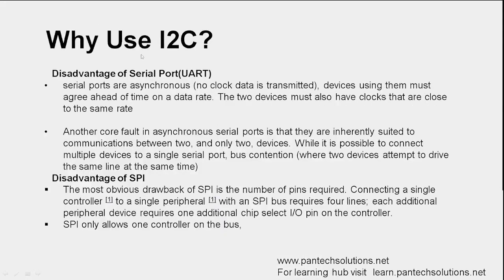The disadvantage of UART is that whenever you go with more devices, it cannot connect multiple devices as the bus will lead to contention. Bus contention is when 2 devices attempt to drive the same line at the same time. So that's a disadvantage of UART. Whereas SPI needs more chip select lines. Whenever you increase the number of devices, like 4 devices, you need 4 chip select lines, 4 GPIOs. If you have 10 devices, then you need 10 GPIOs to select.